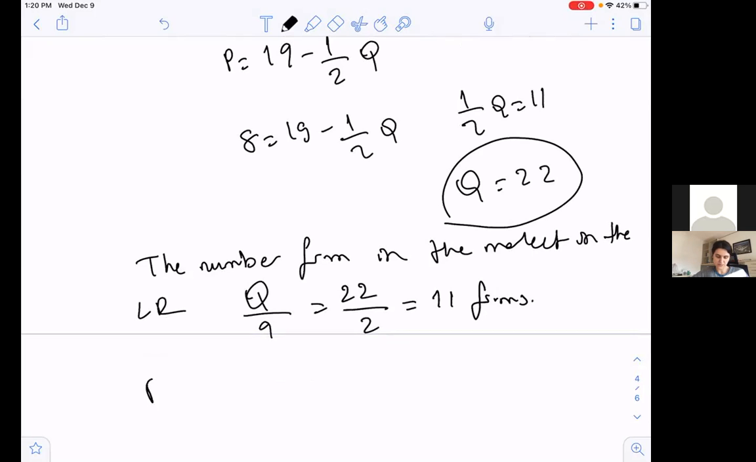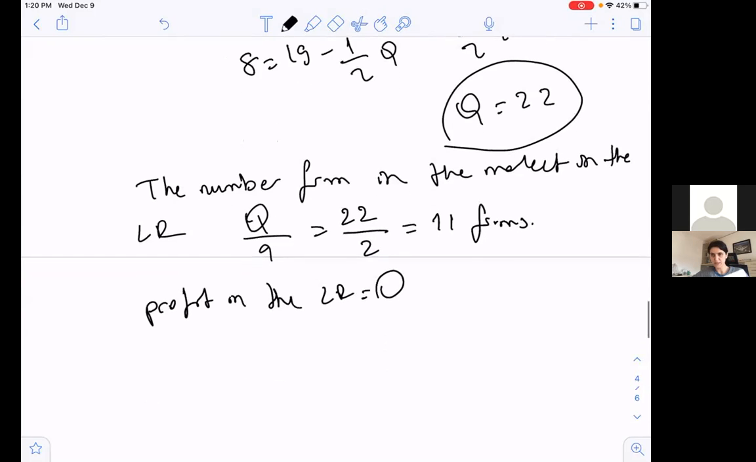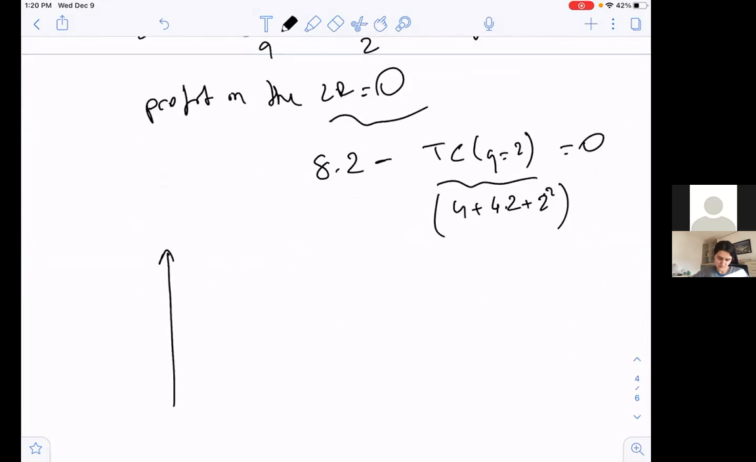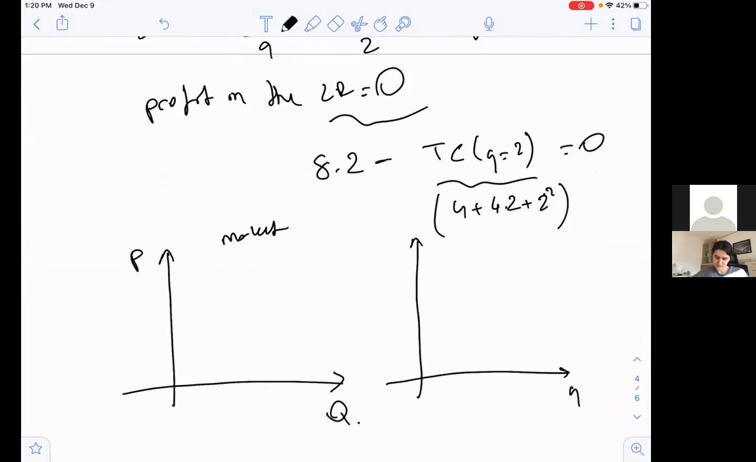What will be the profit in the long run? It is 0. You can show this: price was 8 times 2 minus total cost of producing Q equals 2, which is 4 plus 4 times 2 plus 2 square. So this is 0. To finish by doing the same thing that we started, this is the market, and in the long run, this is the representative firm.